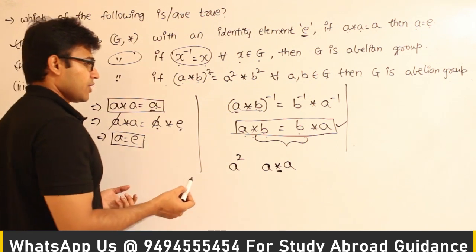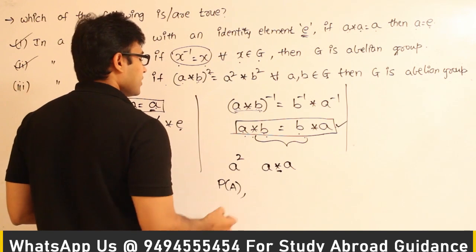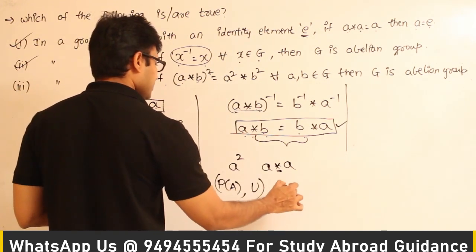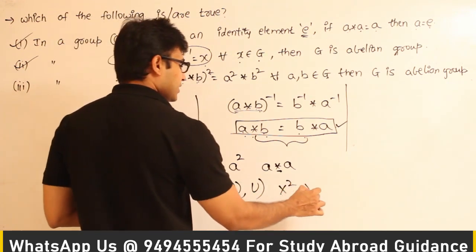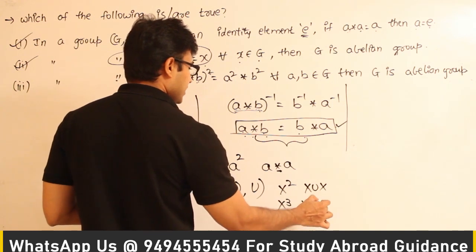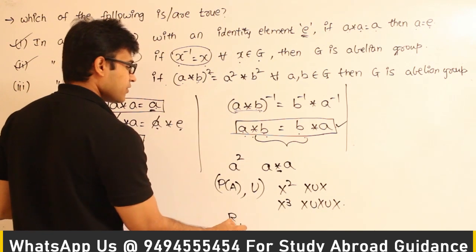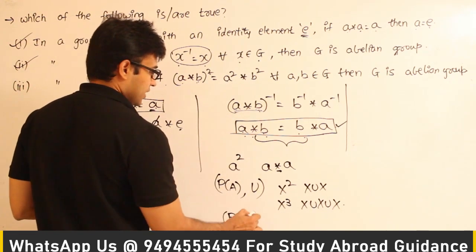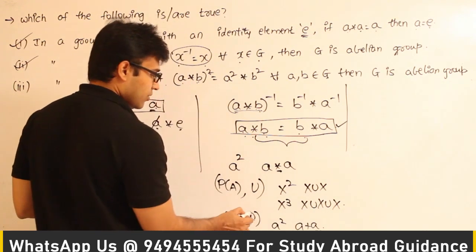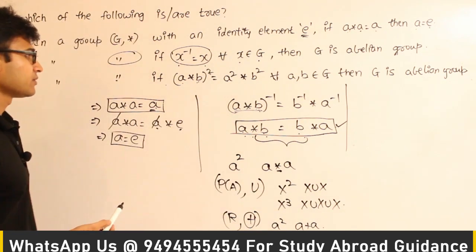For example, if I am talking about the power set of A, and if I say that the operation is union, and if I say x square, it means that it is x union x. If you are talking about the set of all real numbers and addition, now if I write a square, it means a plus a, which means whatever operation is there, you have to apply it 2 times on the same element. That is the meaning of this square, right?